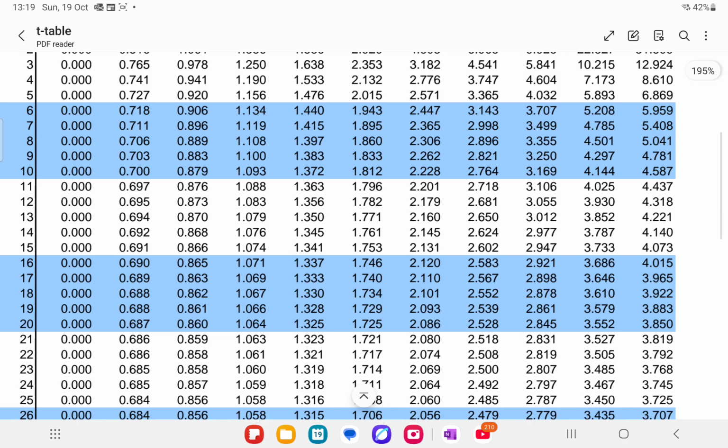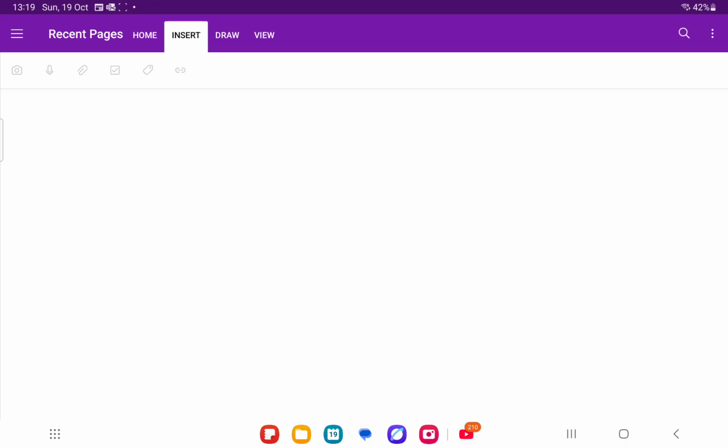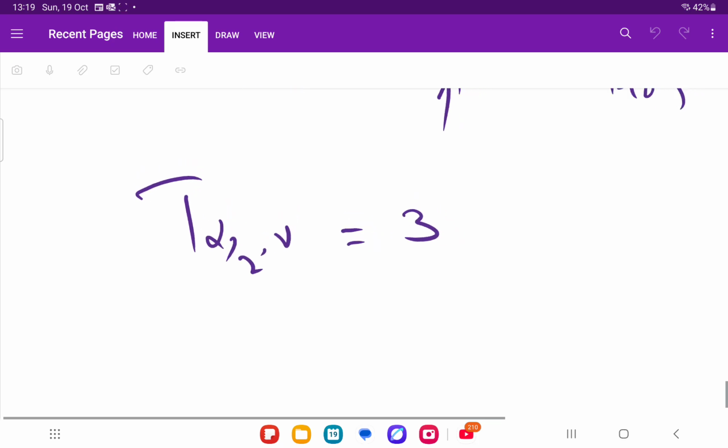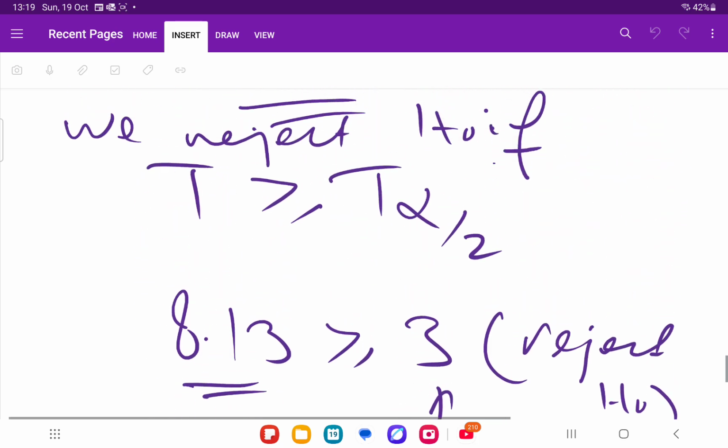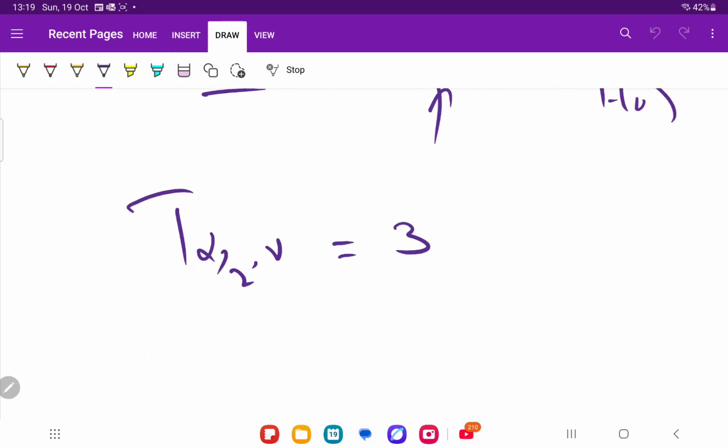Okay, 2.9. So it means the 3 I have considered is a very logical value. The maximum value I am considering is 3, so still we are rejecting H naught. Yeah, so we reject H naught. That is the T distribution.